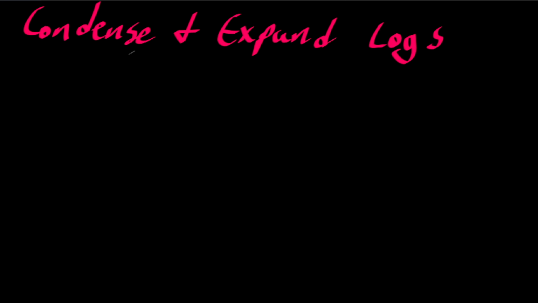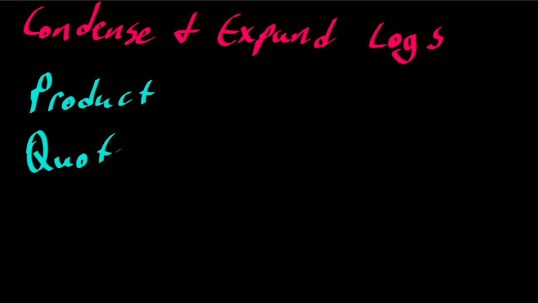When we look at condensing and expanding logarithms, there are three different properties we have to worry about: the product property, which we'll go over in a second, the quotient property, and the power property. I'm going to go through each of these one by one, and we'll look at condensing and expanding at the same time, just because it's a lot easier to do it all together. If we split it up, sometimes it can get confusing.